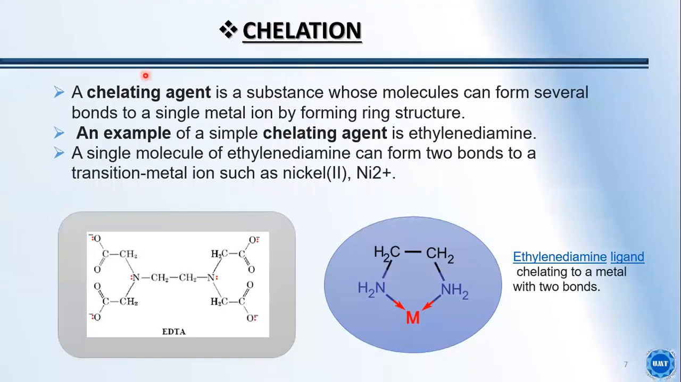What is chelation? A chelating agent is a substance whose molecule can form several bonds to a single metal ion by forming a ring structure. An example of a chelating agent is ethylenediamine. A single molecule of ethylenediamine can form two bonds with transition elements such as nickel(II).